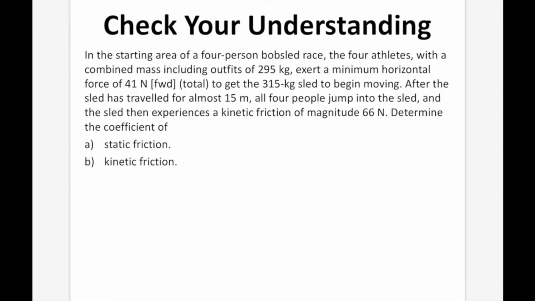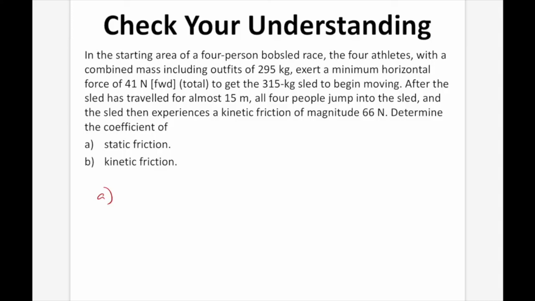So that's our final answer right there. Check your understanding. In the starting area of a 4-person bobsled race, the 4 athletes with a combined mass, including outfits, of 295 kilograms exert a minimum horizontal force of 41 newtons forward total to get the 315 kilogram sled to begin moving. After the sled has traveled for almost 15 meters, all 4 people jump into the sled, and the sled experiences a kinetic friction of magnitude 66 newtons. Determine the coefficient of static and kinetic friction. So I'd like you to pause the video and answer these 2 questions.